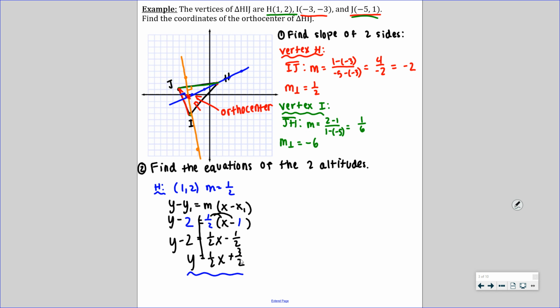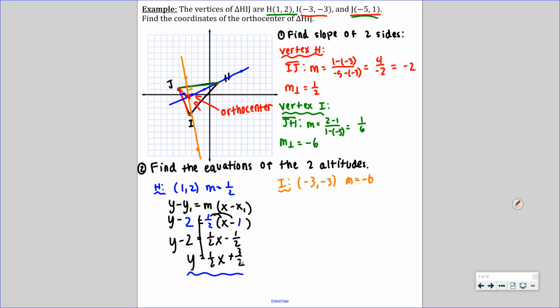What's the y-intercept of that line? 3 over 2, 1.5. Does that look like my y-intercept right there? That it could be about 1.5? Yeah. Right? Doesn't it look like that's where it crosses my y-axis? So that equation makes sense. Now find the equation of the orange one. The orange one, vertex I, obviously has the point I, which is (-3, -3). And we know the slope is -6 because it's perpendicular to that side JH.